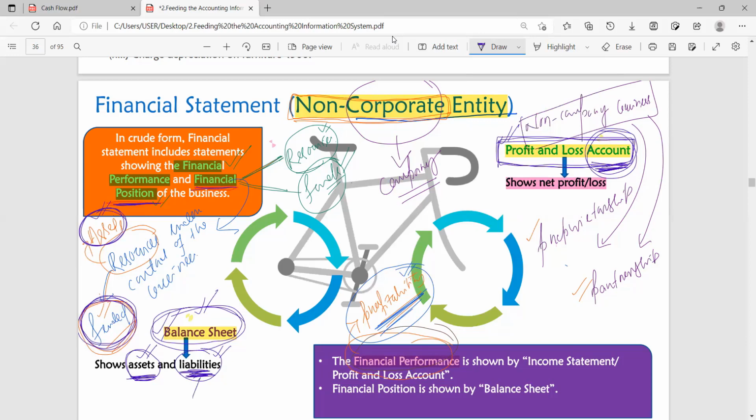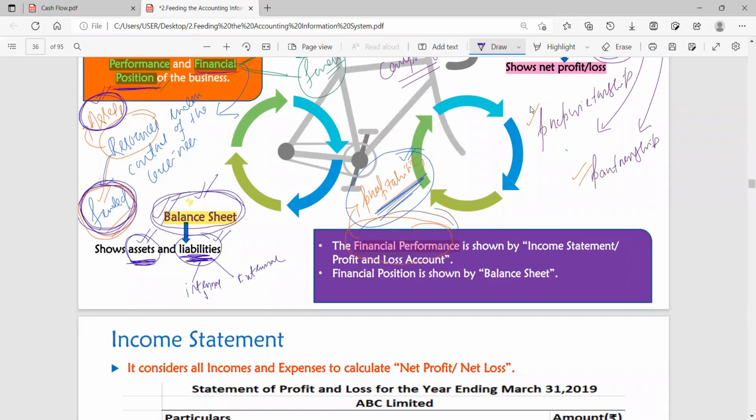And when we say liabilities, liabilities are divided into two parts: internal and external. Internal liabilities we call capital, and external liabilities we call liabilities. Basically, lenders' money is liabilities, outsiders' liabilities. Internal liability is basically called capital. So when we generally quote liability, we mean external liability, because for internal liability there is a name used, capital.